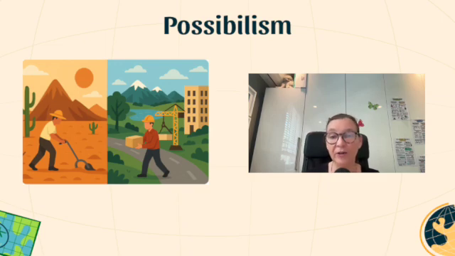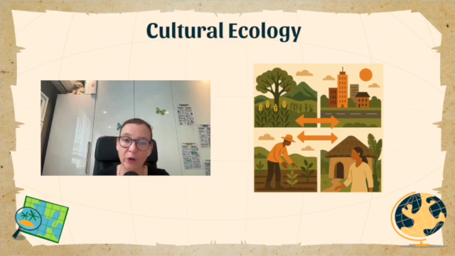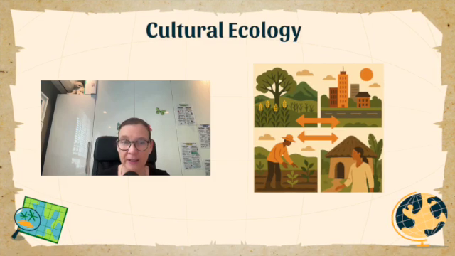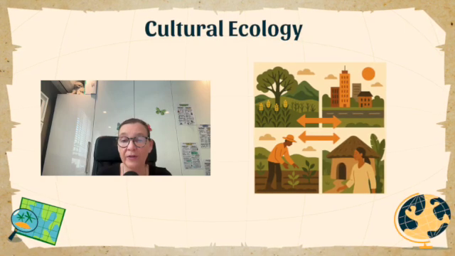That's a clear indicator of possibilism. So now let's talk about cultural ecology. This is the study of how human culture adapts to environmental conditions. It looks at how customs, traditions, and technology help people survive in different environments.